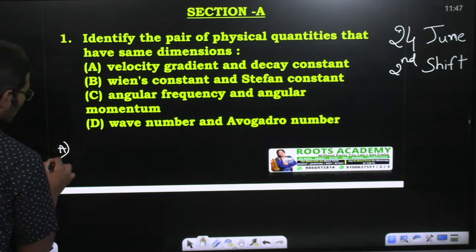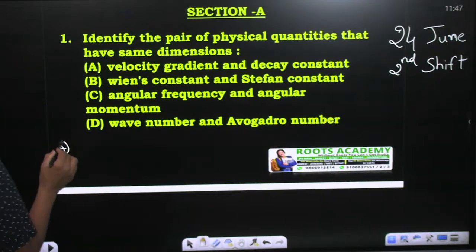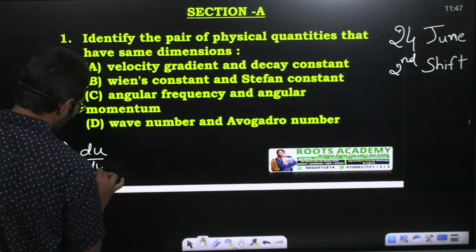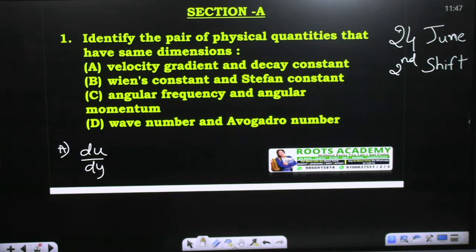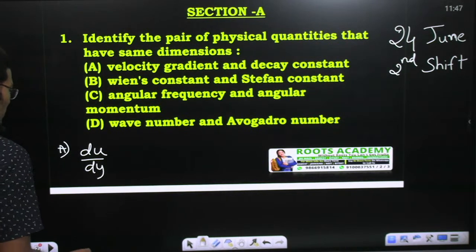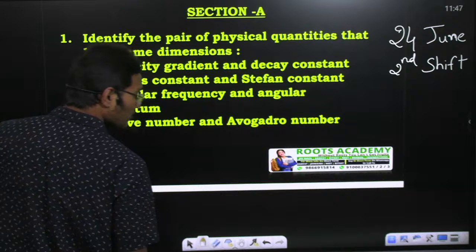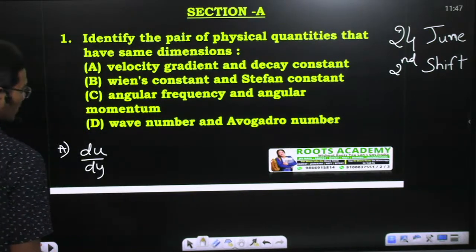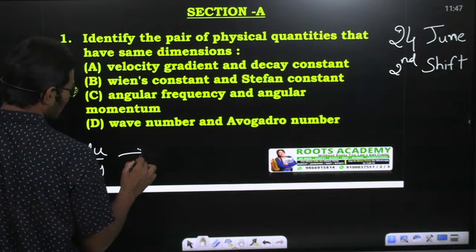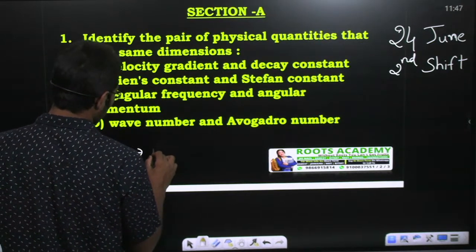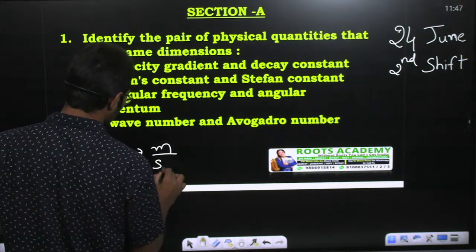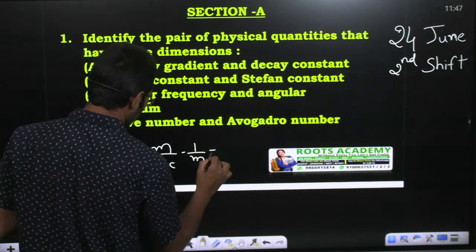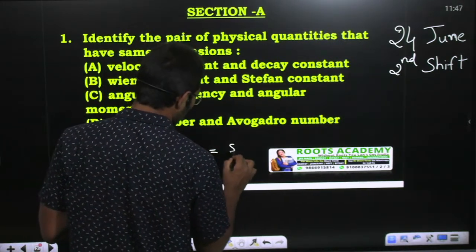A. What are the units of velocity gradient? du by dy. Where do we get this du by dy? We get this in shear stress, Newton's law of viscosity, where F is equal to mu A du by dy. So generally we get it from there. Its units are meter per second into 1 by meter, which is equal to second inverse.